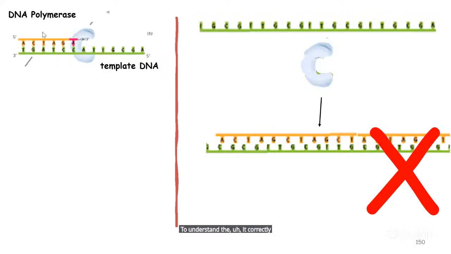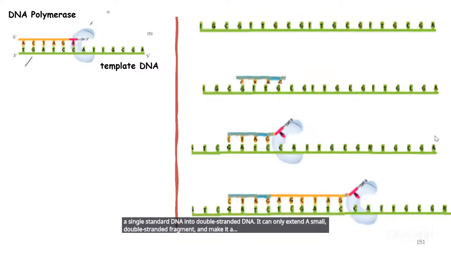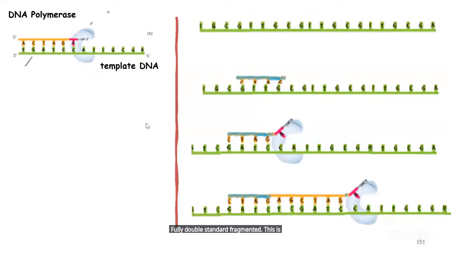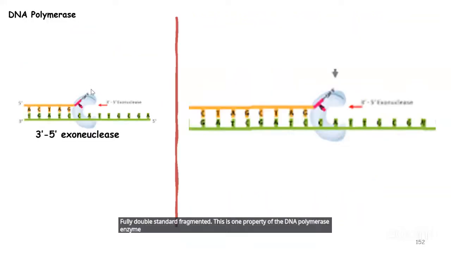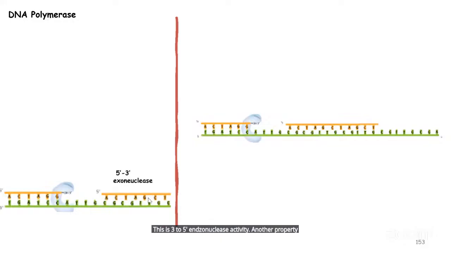The DNA polymerase enzyme, one property is that it replicates only a double-stranded DNA. It can't convert a single-stranded DNA into double-stranded DNA. It can only extend a small double-stranded fragment and make it a fully double-stranded fragment. This is one property of the DNA polymerase enzyme. And another is that it has a 3 to 5 prime exonuclease activity. If a wrong nucleotide is bound to the fragment, it will go back and remove it. This is 3 to 5 prime exonuclease activity. Another property is 5 to 3 prime exonuclease activity.